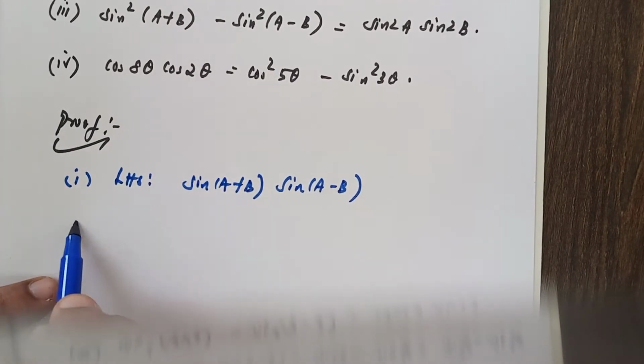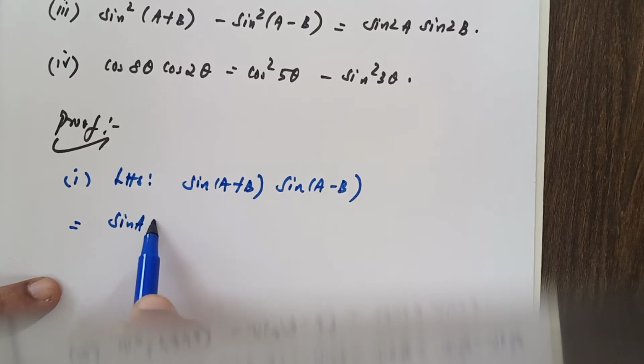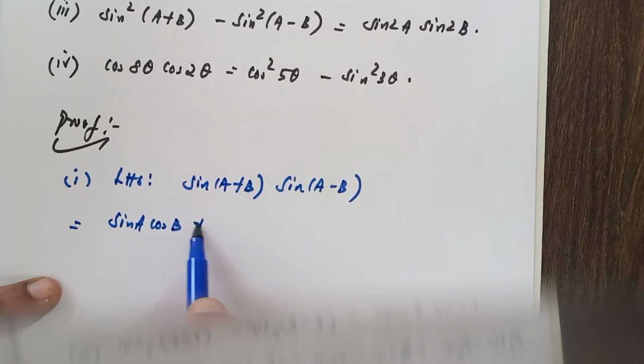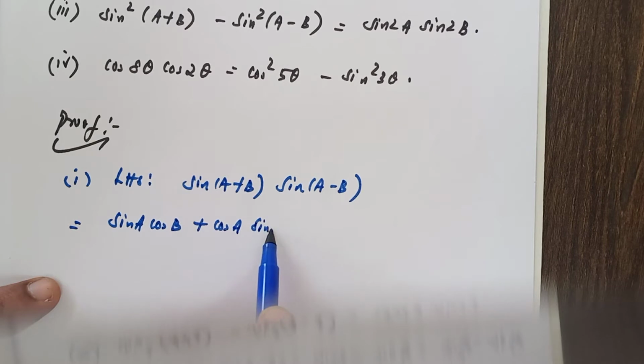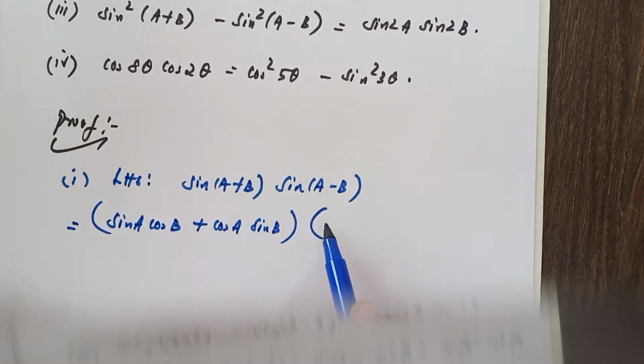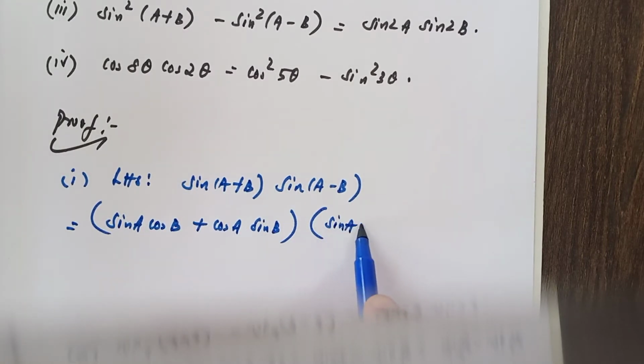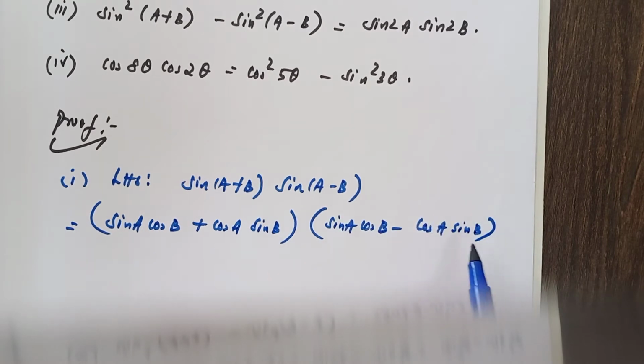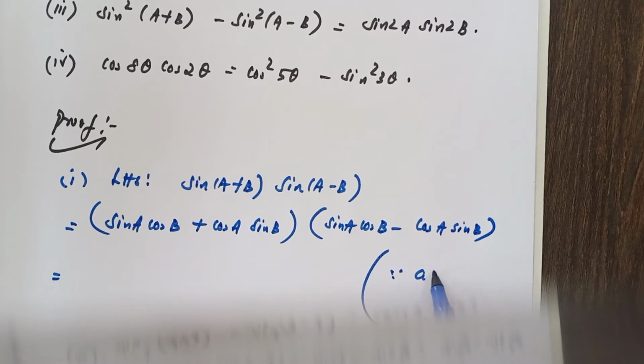Sine of a plus b formula: sine a cos b plus cos a sine b. Sine of a minus b formula: sine a cos b minus cos a sine b. That is equal to, here sin a cos b, here also sin a cos b, here cos a sin b, here minus cos a sin b. What form is it? A plus b into a minus b identity, you know that. A plus b into a minus b identity is a squared minus b squared.